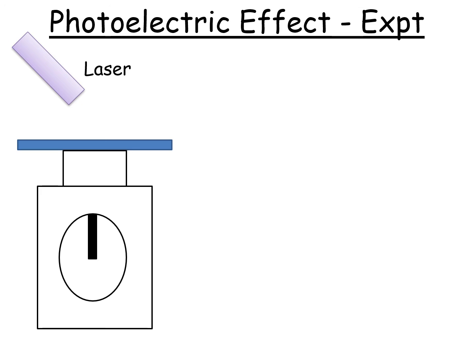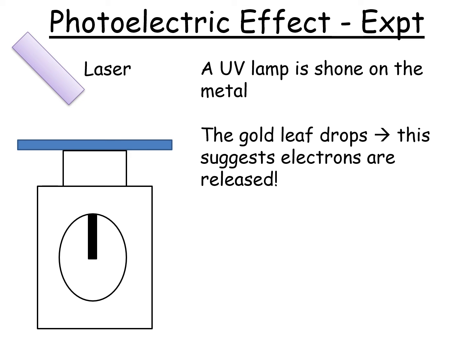Now, finally, by this point, you might be getting sick and tired of this, but we do the same experiment again, but we use a UV lamp. So we shine a UV lamp onto the metal. Now, remember, UV is a smaller wavelength than visible light. Red, blue, and green are all visible light, so UV has a much smaller wavelength and a much higher frequency. And what we see is that the gold leaf drops. This suggests electrons are released, because remember, in this situation, it was negatively charged, and the only way you can get the gold leaf to drop is if you actually remove those electrons. The only way you can remove those electrons is if they're actually fired away into the air.